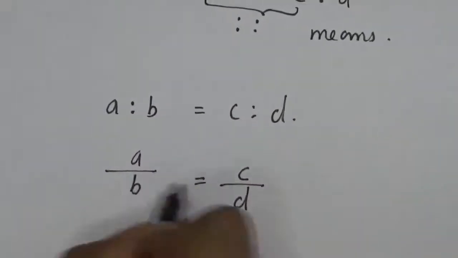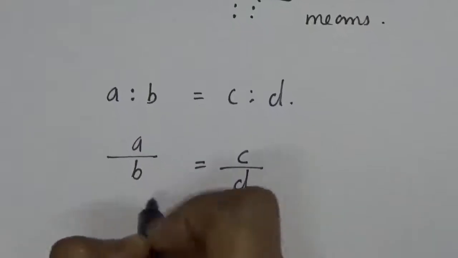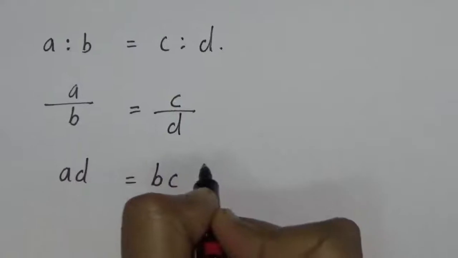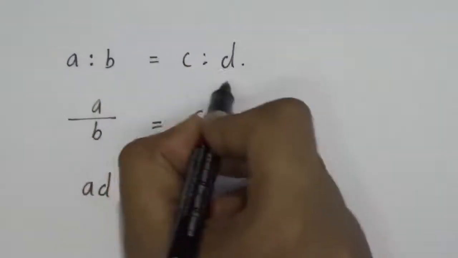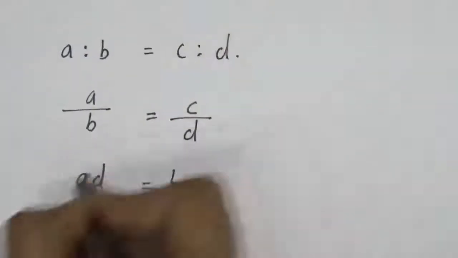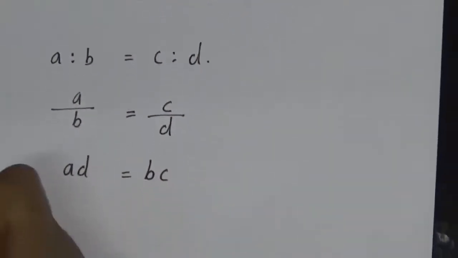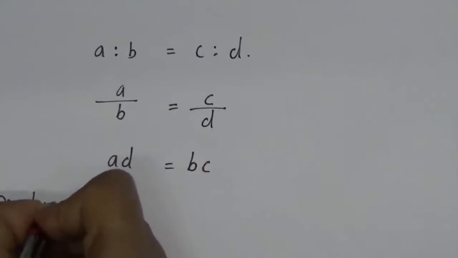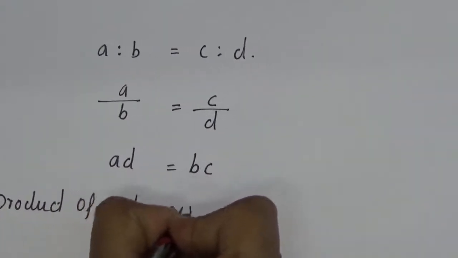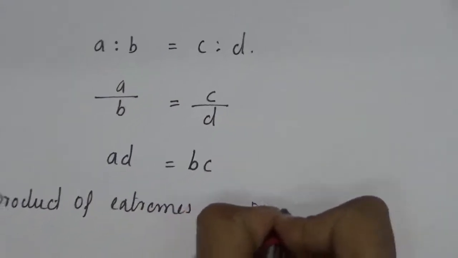So we have two equal fractions, so we can cross multiply. So what do you get? AD is equal to BC. That means if A is to B is equal to C is to D, A and D are extremes. So AD means product of extremes. Product of extremes is equal to product of means.